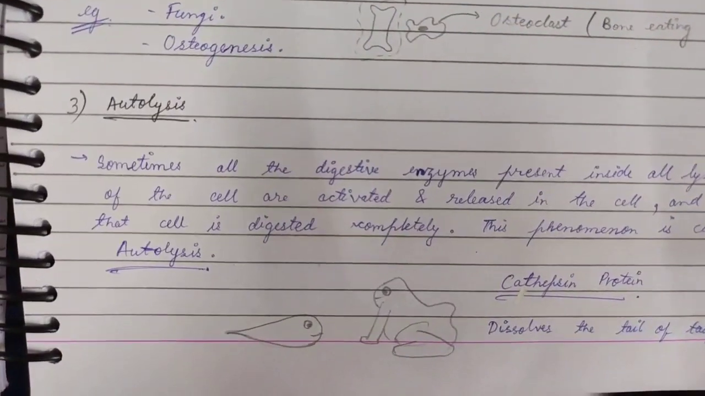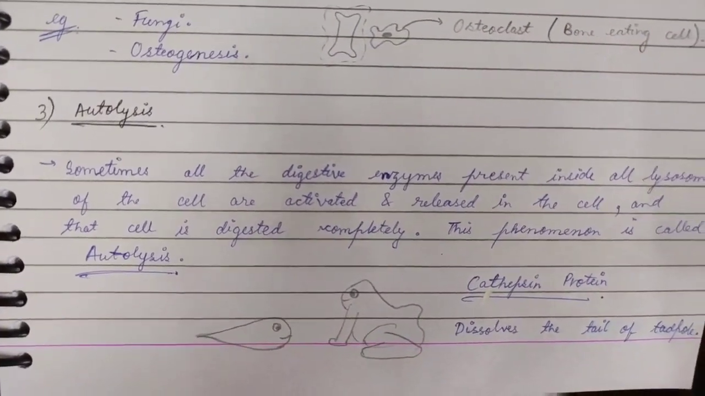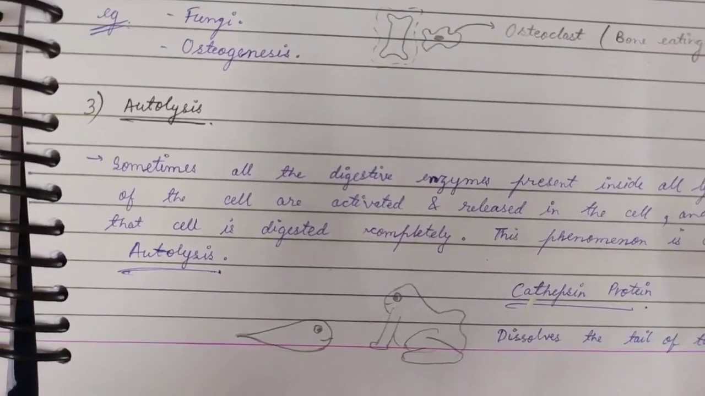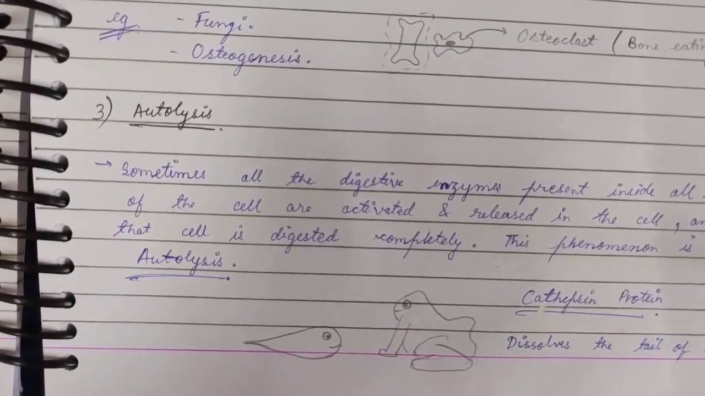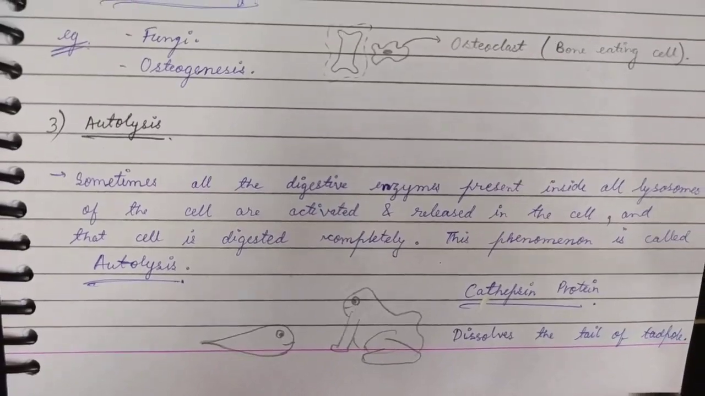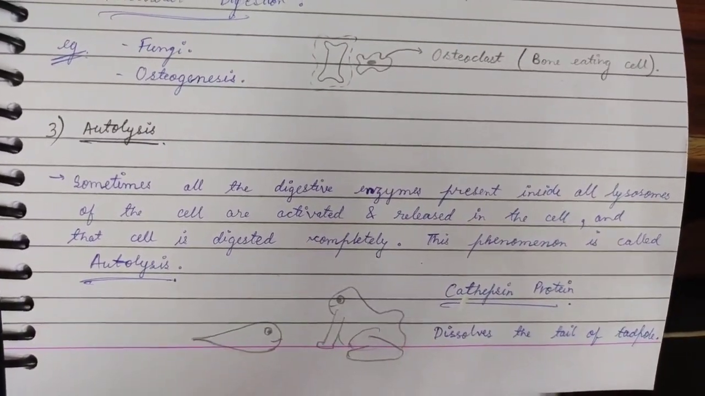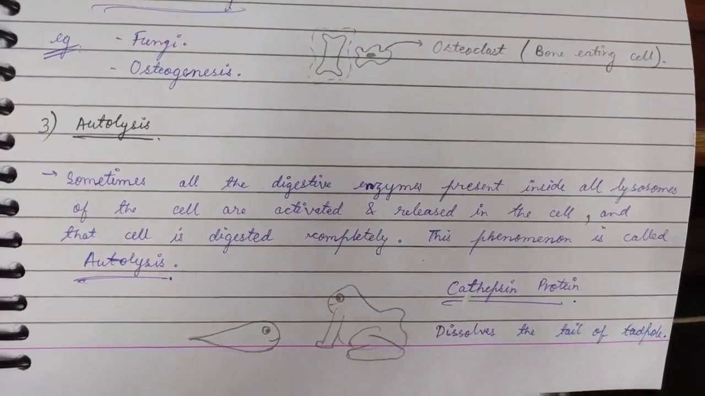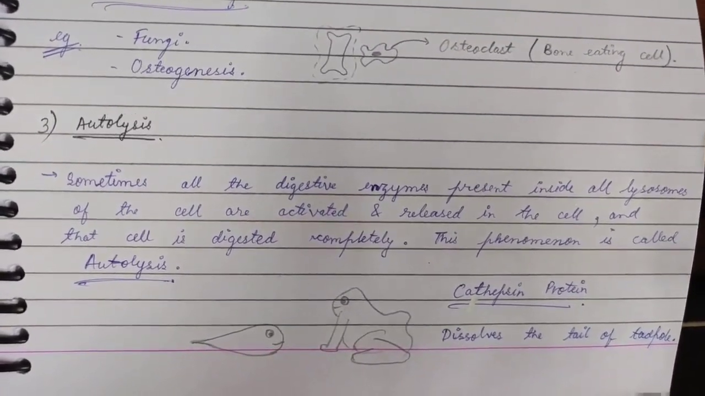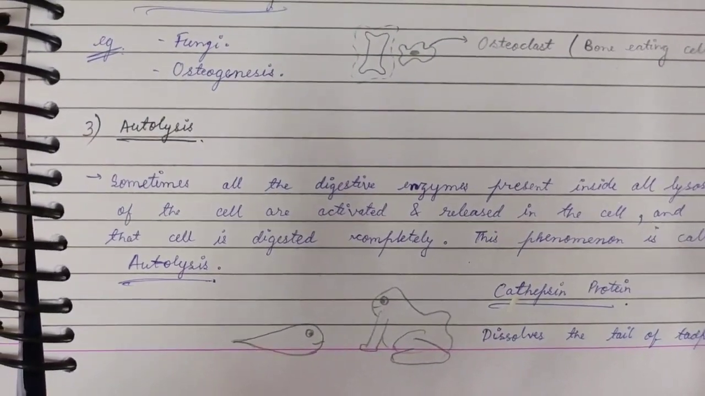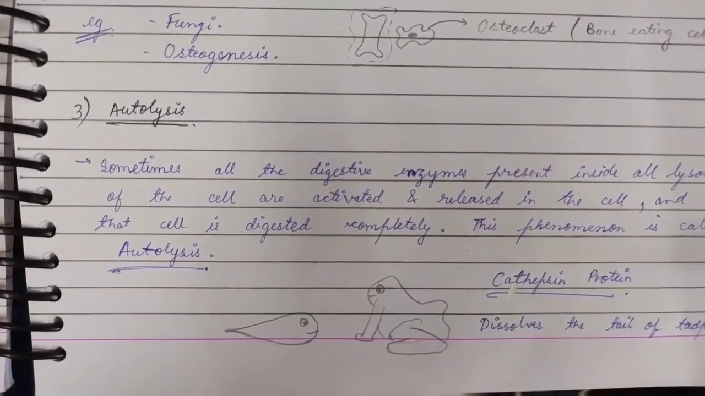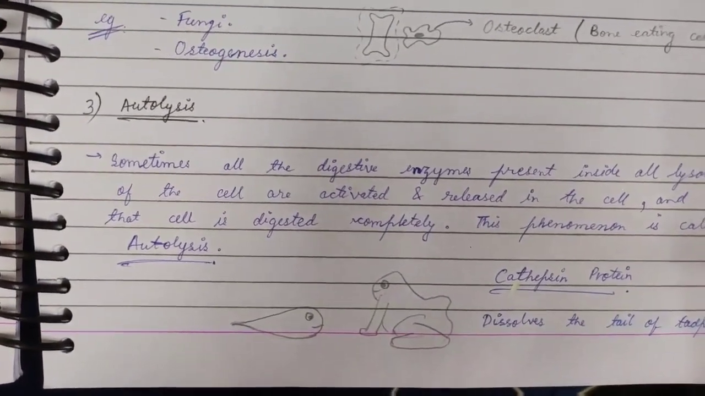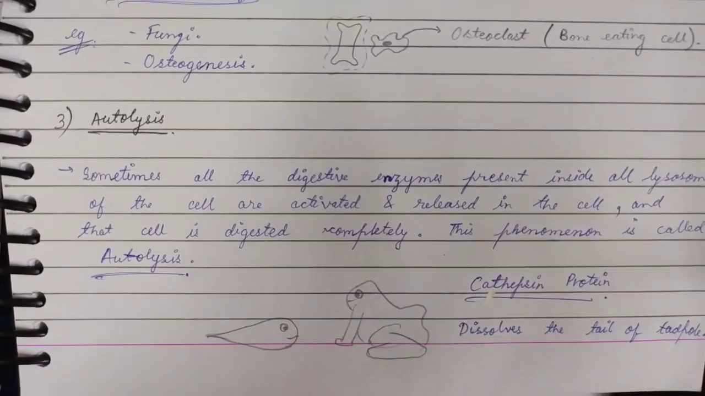Now, third is autolysis. Autolysis happens when a cell activates all its lysosomes and releases them inside the cell. Then that cell is digested completely by the lysosomes. This phenomenon is known as autolysis. Basically, when all lysosomes inside the cell are activated and digest the cell, it is known as autolysis.